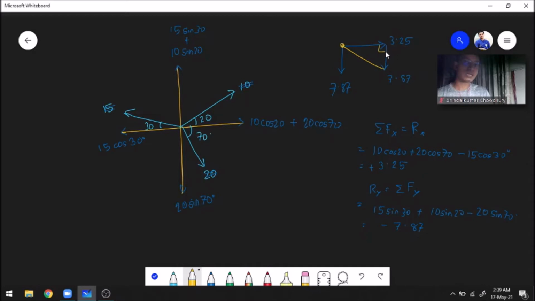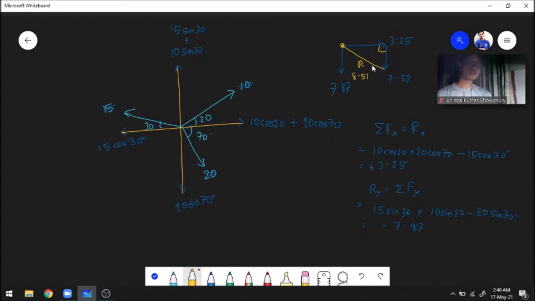So this is a right angle triangle, so this resultant force magnitude will be the square root of 3.25 squared plus 7.87 squared. So let us find that. 3.25 squared plus 7.87 squared. So that gives us 8.51 to be the magnitude of this resultant force.